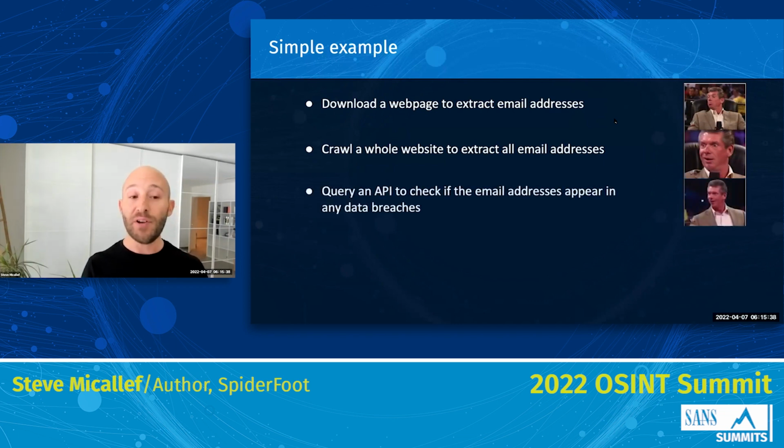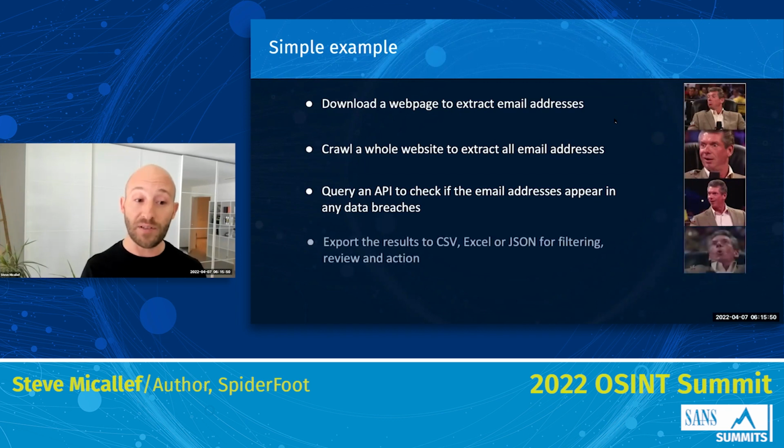And then to take that even further, you might get those email addresses and you might query an API, right? Maybe it's Have I Been Pwned or something like that, where actually you want to see if those email addresses appear in a data breach. And you can think of this also from a defensive perspective where, okay, actually I want to do something with these results, right? So we've got the email addresses, we've found which ones have appeared in the data breach. And maybe then we want to export that to Excel, CSV, JSON, something so that we can actually work with it further and do some filtering and analysis.